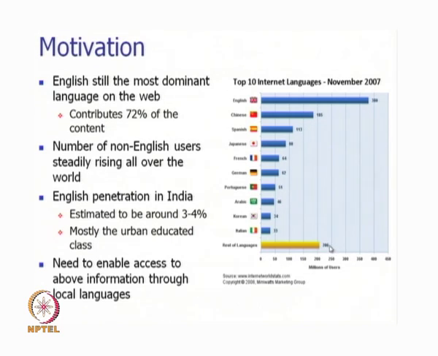And the rest of the languages comprise about 206 million users. But this profile is changing quite rapidly. The number of non-English users is steadily rising all over the world. English penetration in India is estimated to be around 3 to 4%, mostly the urban educated class, and we need to enable access to the above information through local languages. So, there is a very real need which needs to be addressed.